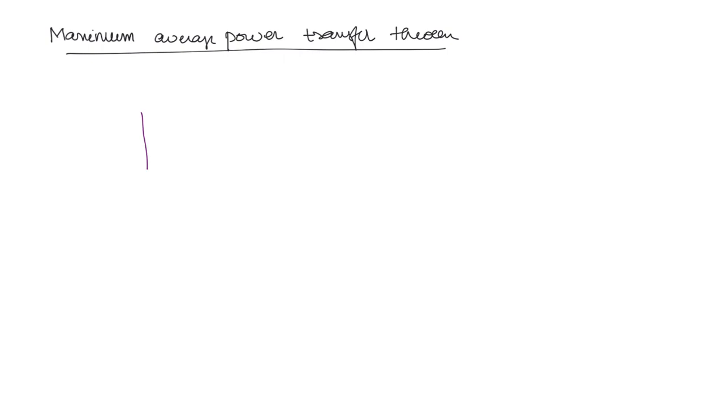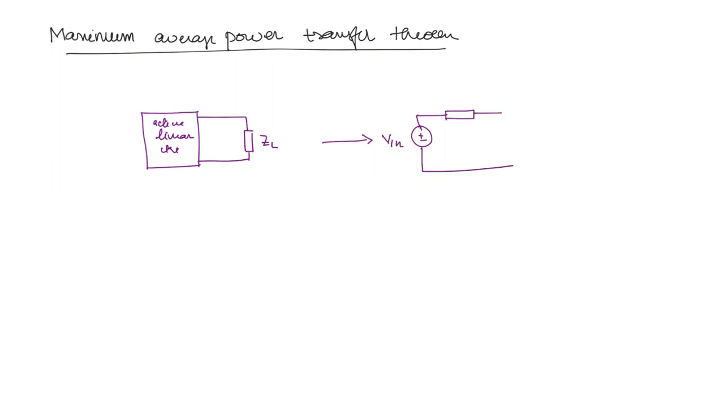So let us consider a linear circuit which is delivering power to a load impedance ZL. Okay. So this is a linear active circuit. So that means it is delivering power. Okay. So here we are getting a Thevenin's equivalent. So we already know how to get the Thevenin's equivalent. This is VTH, ZTH, and here we have ZL, the load impedance.